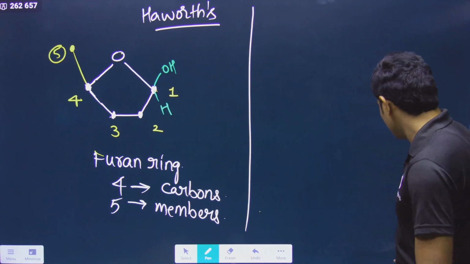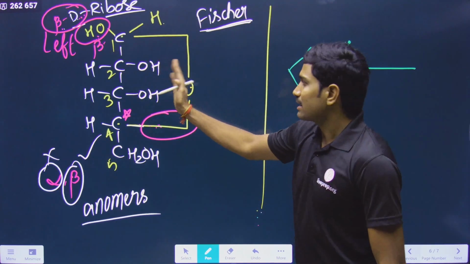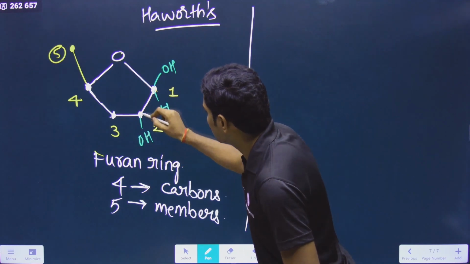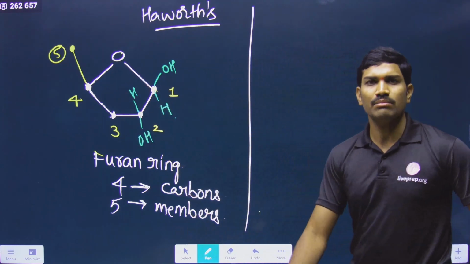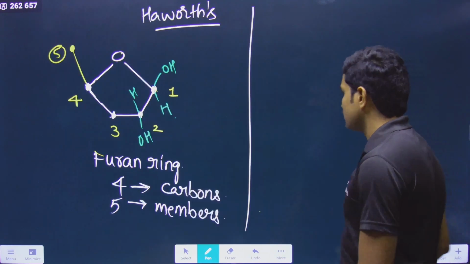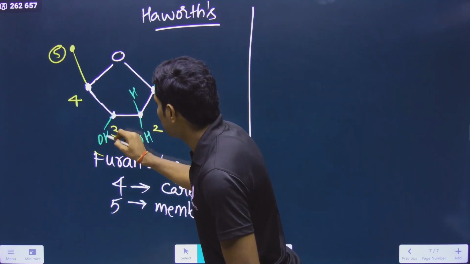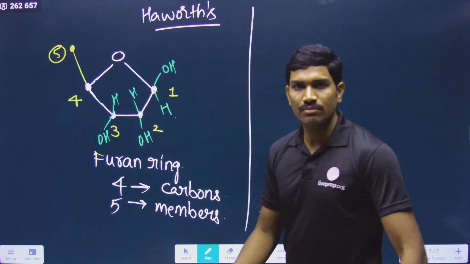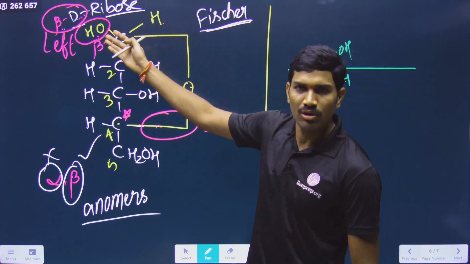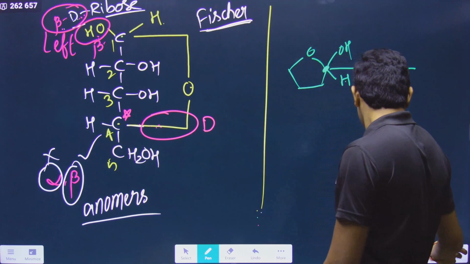Completed. Next one. For the second carbon, right side OH, left side H. Right side OH, left side H. Completed. Next one. Third carbon, right side OH, left side H. Right side OH is below, left side H is above. Completed. And for the fourth carbon, we don't need to worry. Fourth carbon, already this side is in the bond.